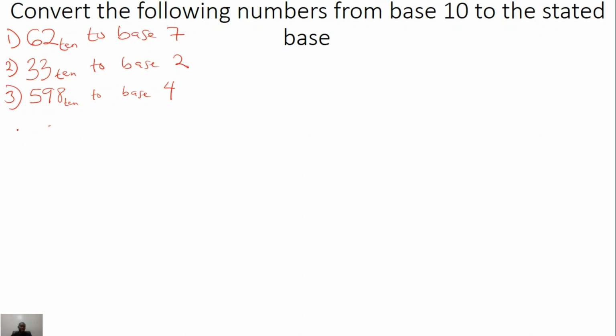Let's start from number one. They say we should convert 62 base 10 to base 7. When you want to convert a number from base 10 to other bases, what you do is you repeatedly divide that number in base 10 with the number of the base you want to convert it into, and you'll be taking note of the remainder.